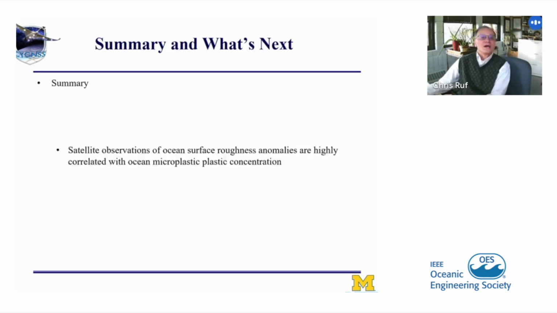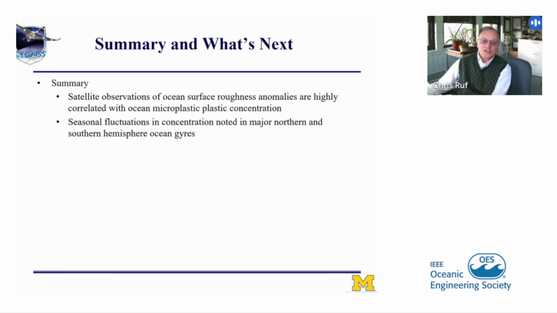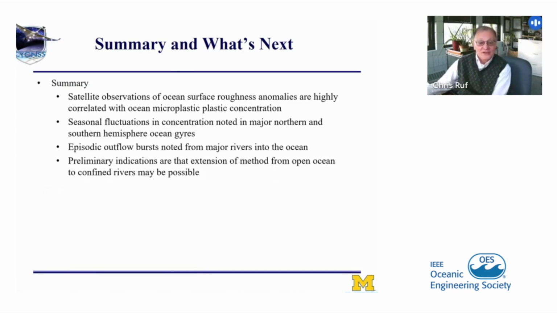Okay, so in summary, we've made measurements of ocean roughness anomalies with the Cygnus satellite, and we found that they're highly correlated with the ocean microplastic concentrations, at least as determined from these models. And we've seen these seasonal fluctuations in both the northern and southern hemisphere that are consistent with the net trawl data. And we've seen these outflow events happening in major rivers, in particular the Ganges and the Yangtze, and they tend to happen in very small periods of time, and then not after that.